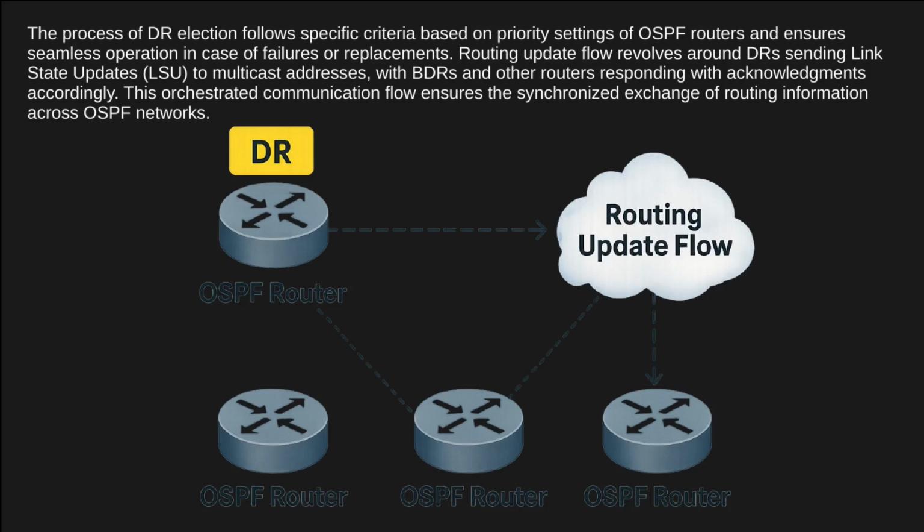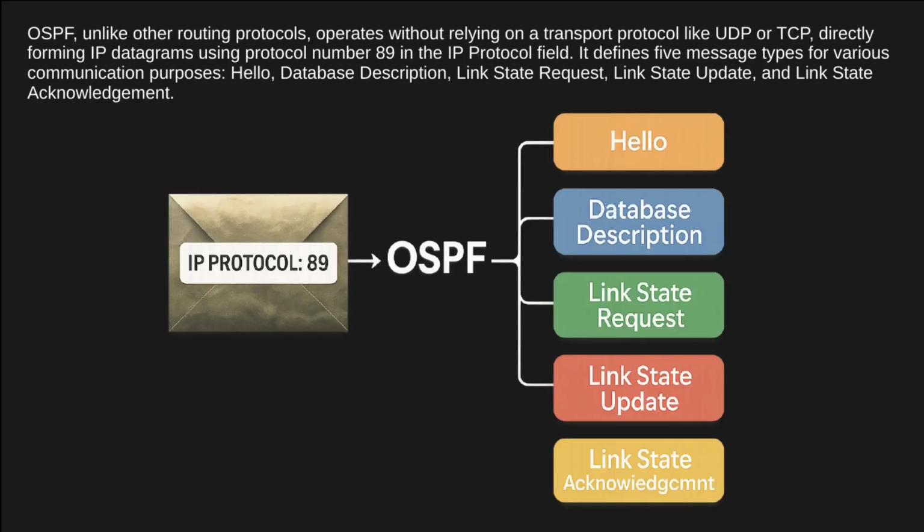Routing update flow revolves around DRs sending link state updates (LSU) to multicast addresses, with BDRs and other routers responding with acknowledgments accordingly. This orchestrated communication flow ensures the synchronized exchange of routing information across OSPF networks. OSPF, unlike other routing protocols, operates without relying on a transport protocol like UDP or TCP, directly forming IP datagrams using protocol number 89 in the IP protocol field. It defines 5 message types for various communication purposes: hello, database description, link state request, link state update, and link state acknowledgement.